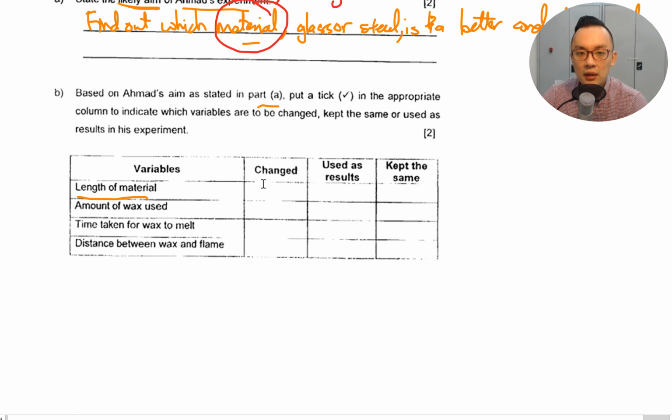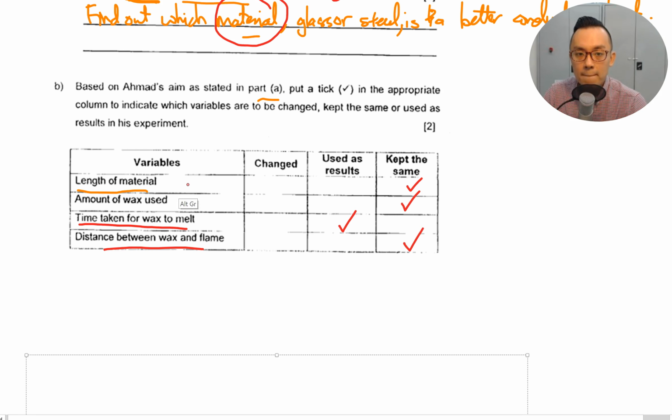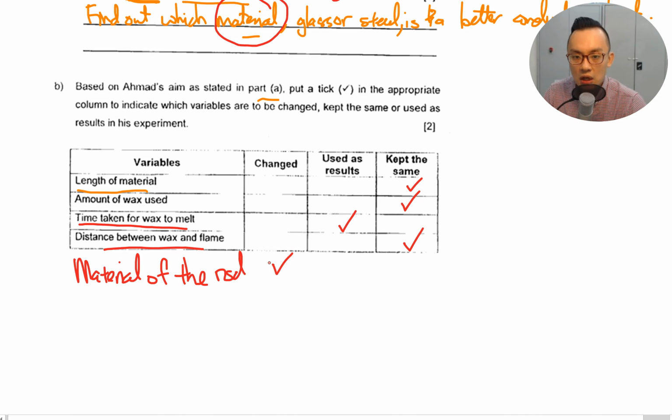All right, so let's take a look at the question. So length of material should be the same, amount of wax used should be the same, time taken for the wax to melt should be used as the result, all right? Because the faster it melts, the better the conductor. The slower it melts, the lousier the conductor, or the better the insulator. Distance between wax and the flame should be the same as well. So this is quite an interesting question because they don't show you whatever that's supposed to be changed, but the thing that's supposed to be changed should be the material of the rod. Okay, so that should be changed. Used as results is the time, and everything else should be kept the same.